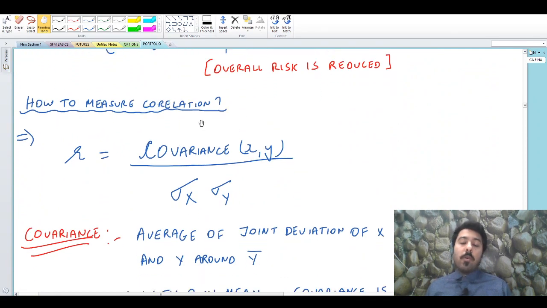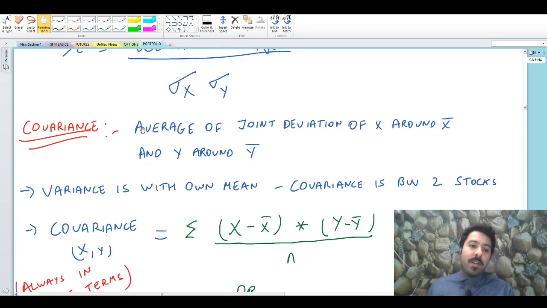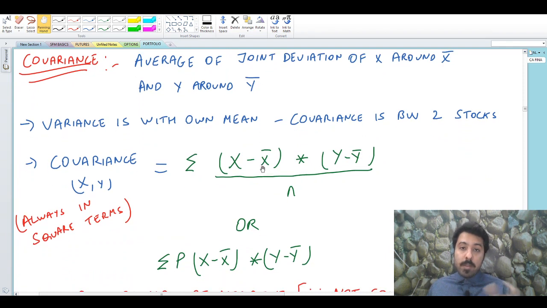And how do we measure correlation? See, we've understood what R is, what is a positive correlation, what is a strong correlation, etc. How do we calculate it? R is covariance of X and Y divided by sigma X, sigma Y. Now what is covariance? Covariance refers to the average of the joint deviation of x around x bar and y around y bar. X minus x bar deviation, y minus y bar deviation, joint deviation, that is the product, and sum total divided by n, average. So covariance is average of joint deviation of x around x bar and y around y bar.